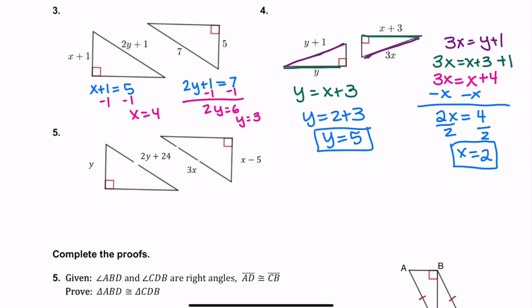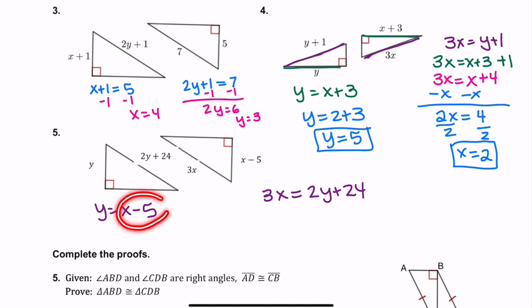For example, I have two equations: y equals x minus 5, and 3x equals 2y plus 24. Now, both of these have an x and a y, and so I can't solve one of them on its own. I've got to put them together.